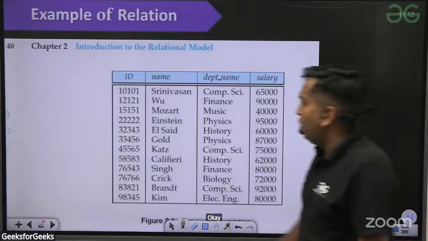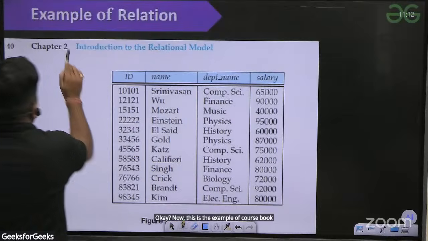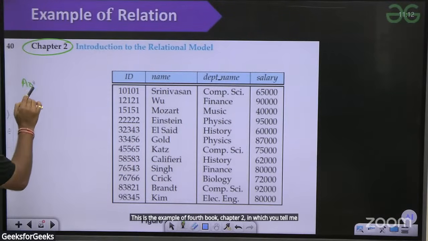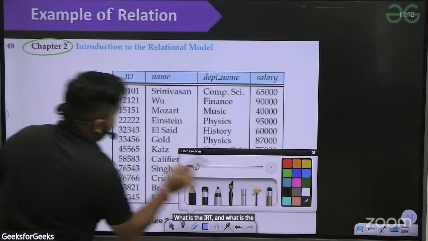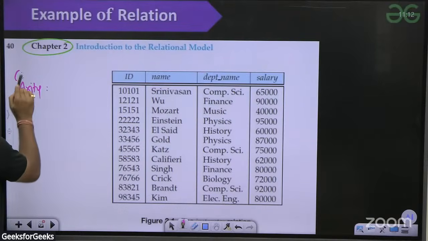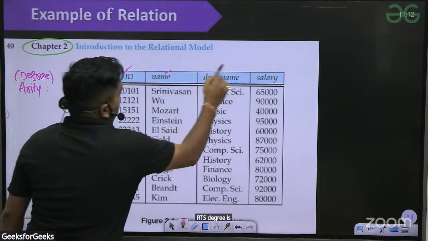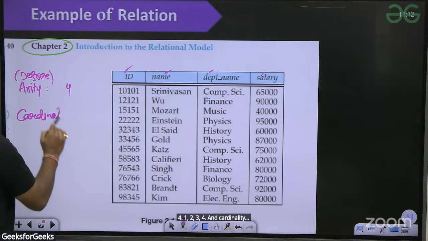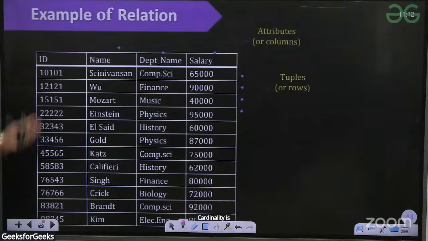Now, this is the example from the 4th book, chapter 2, in which you tell me what the arity and the cardinality are. Arity or degree is 4: 1, 2, 3, 4. And cardinality is 12.